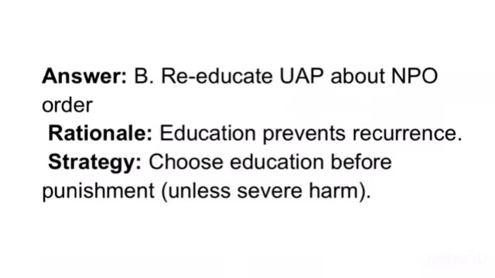Re-educate UAP about NPO order. Rationale: education prevents recurrence. Strategy: choose education before punishment and less severe harm.